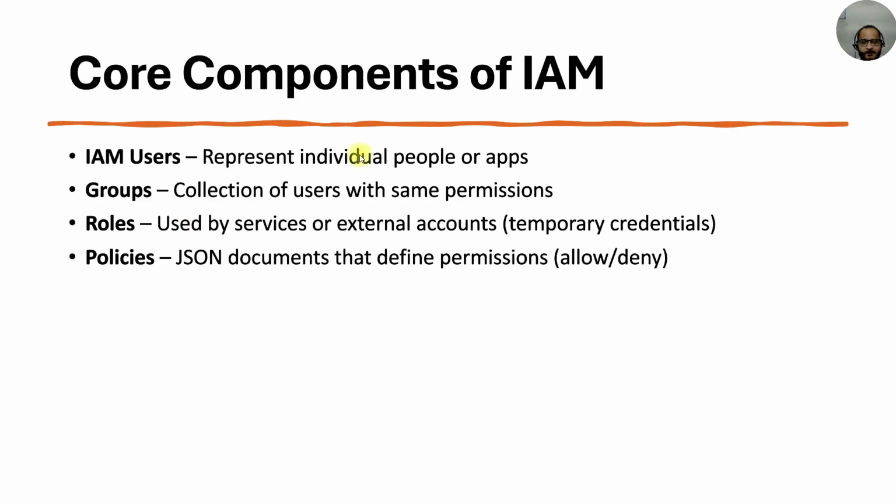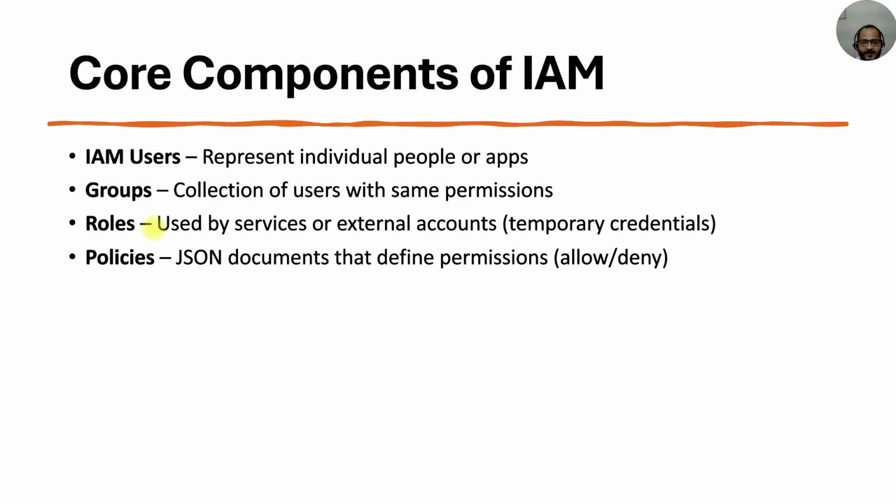So the core components of IAM: first is the IAM user, which basically represents an individual person or app. Second is groups, a collection of users with the same permissions. Then we have roles, used by services or external accounts, which are like temporary credentials. Policies are basically JSON documents that define permissions.